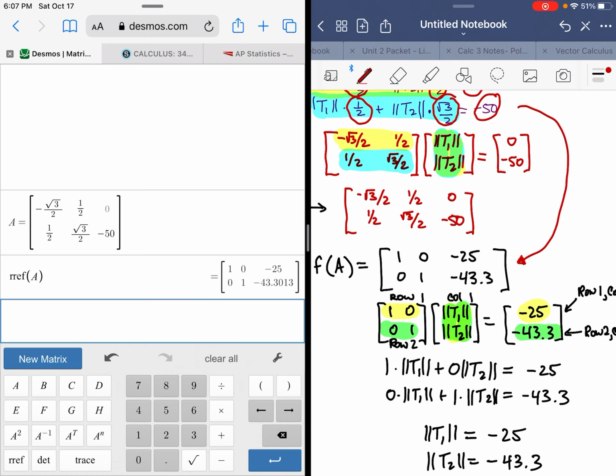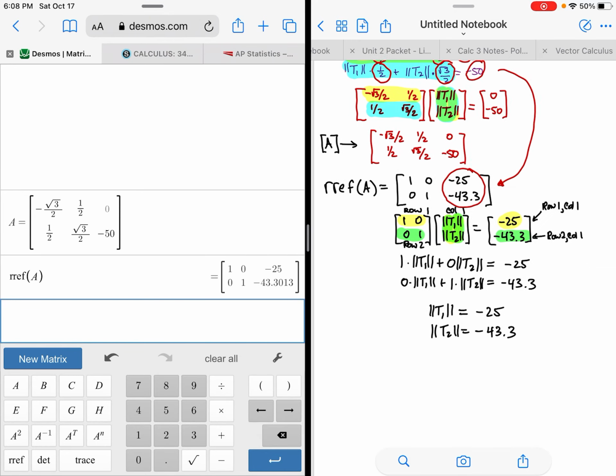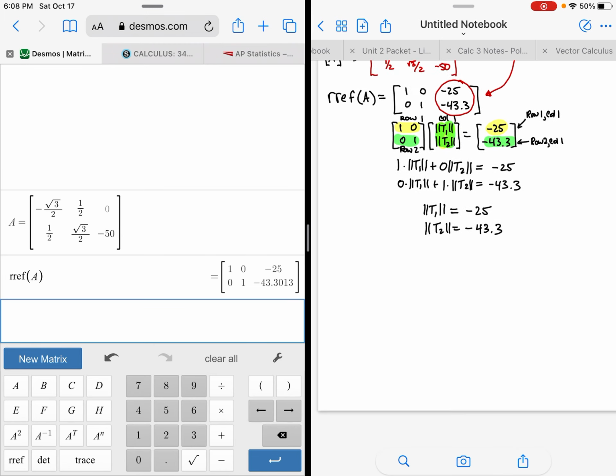to that. And then our solution just ended up being those two coefficients. And they correspond to T1, T2 in the order in which they appeared in the system of equations. T1 came before T2, therefore negative 25 comes before negative 43.3: the negative 25 corresponds to T1, negative 43.3 corresponds to T2. All right, so it's a very, very streamlined approach to solving a system of equations.